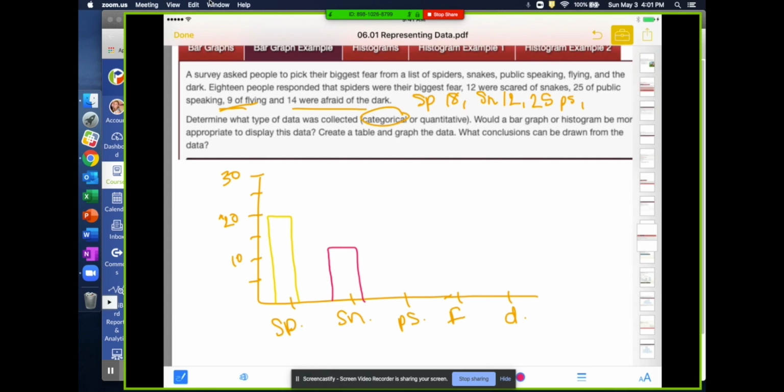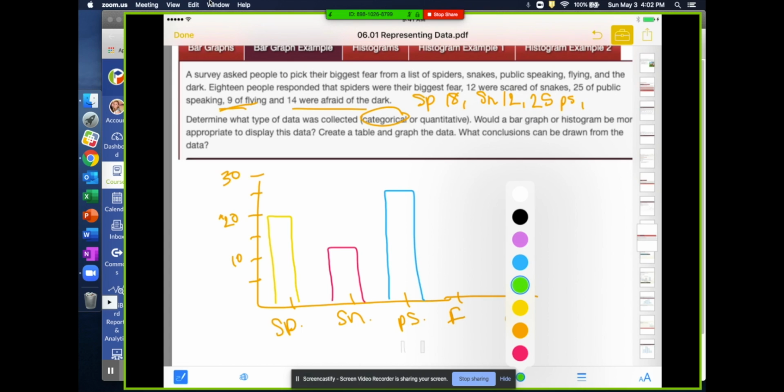But then for snakes, I'm going up until 12 and making my bar here. For public speaking, I want to go all the way up to about 25. And I'm hoping at this point you see the point of what I'm doing. Then for flying, I'm going to go up to 9. And for afraid of the dark, I'm going to go up to about 14.